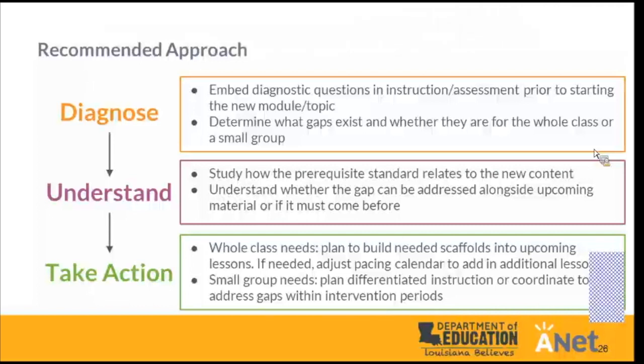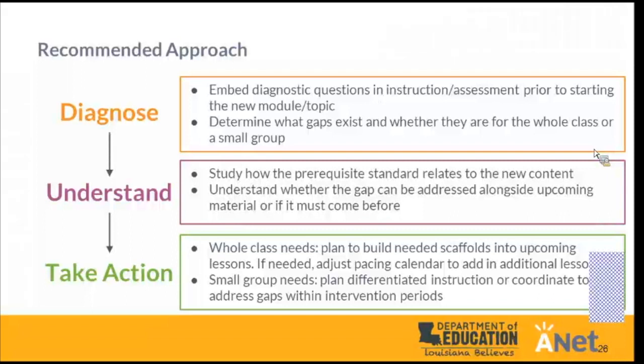lengthy, particularly as you get into 6th, 7th, and 8th grade. The diagnostics can get rather long. And so they could be split up across a series of days. I can see potentially putting 3 questions on a series of exit tickets a few days in a row so that you don't feel like you're sacrificing a lot of instructional time to collect the diagnostic information. Then you're determining what gaps exist and whether they're for the whole class or a small group.